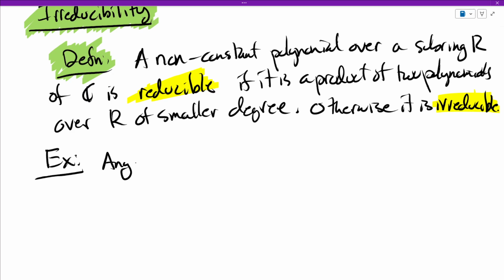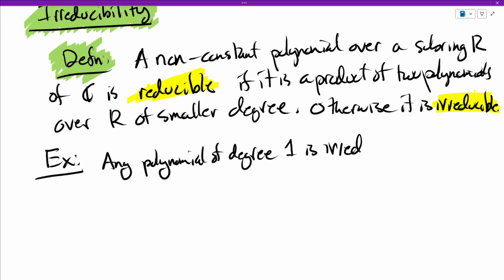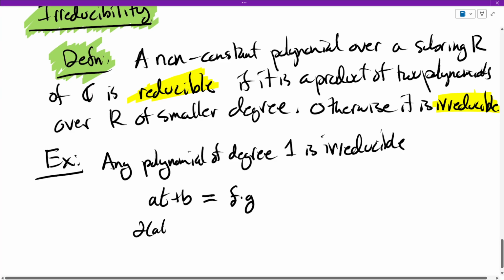Any polynomial of degree 1 is irreducible. In fact, degree, we saw, takes multiplication to addition. So if I have a polynomial of degree 1, it looks like at plus b. If we were to be able to factor it as f times g, then we could apply the degree to both sides.